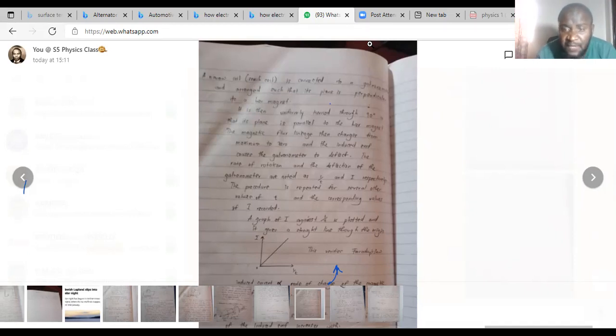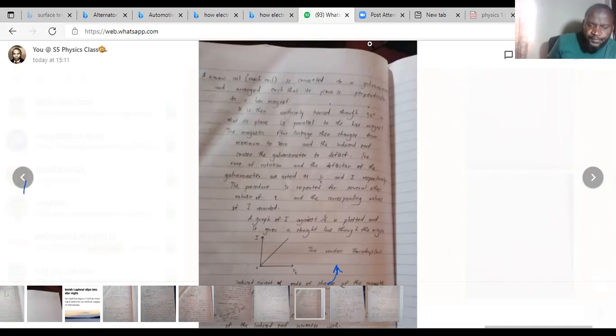Then the procedure is repeated for several values of t, and the corresponding current values I are recorded. Then a graph of I against 1/t is plotted, and with that graph we obtain a straight line which predicts the variation of induced current with the reciprocal of the time of rotation, which is directly proportional because of the straight line. And with that, it confirms what is predicted by Faraday's law.